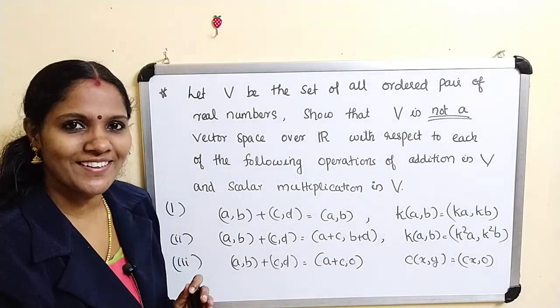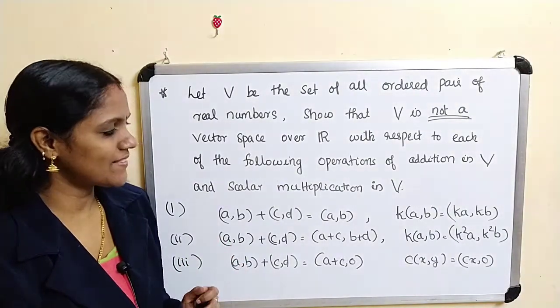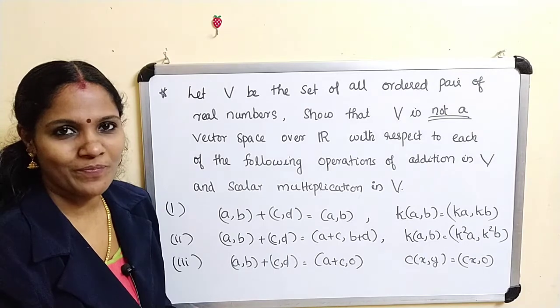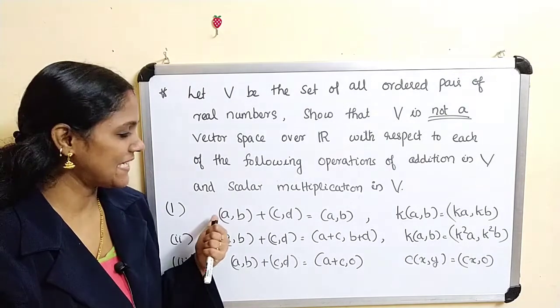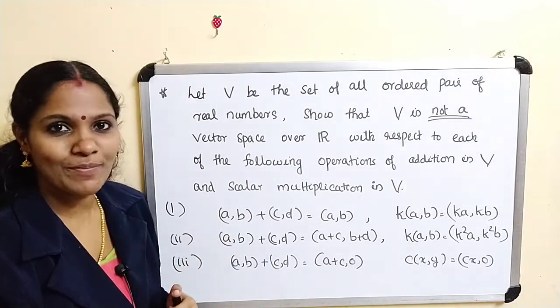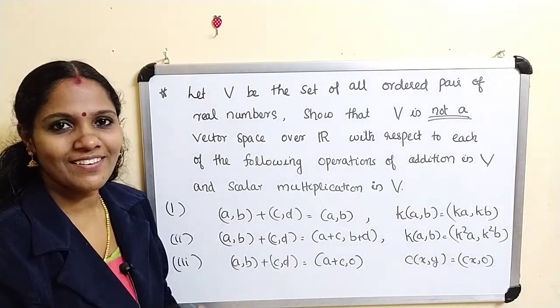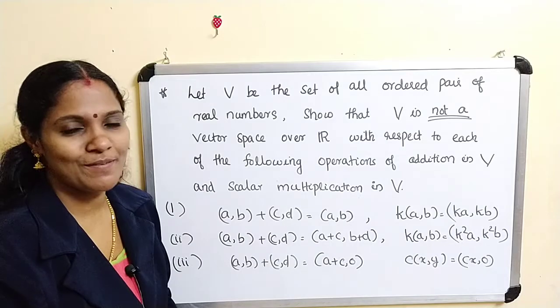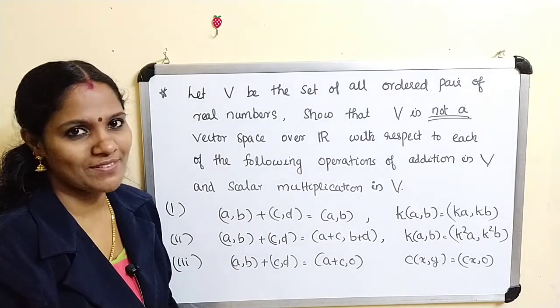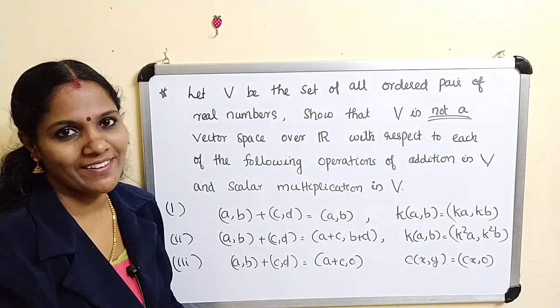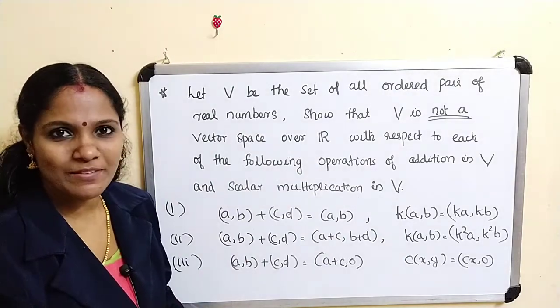What about the first one? (a,b) plus (c,d) equal to (a,b). From this it is clear that if you take alpha plus beta, we get alpha. What about beta plus alpha? That is beta. Therefore, alpha plus beta not equal to beta plus alpha. Commutativity is not holding. That means V is not a vector space.